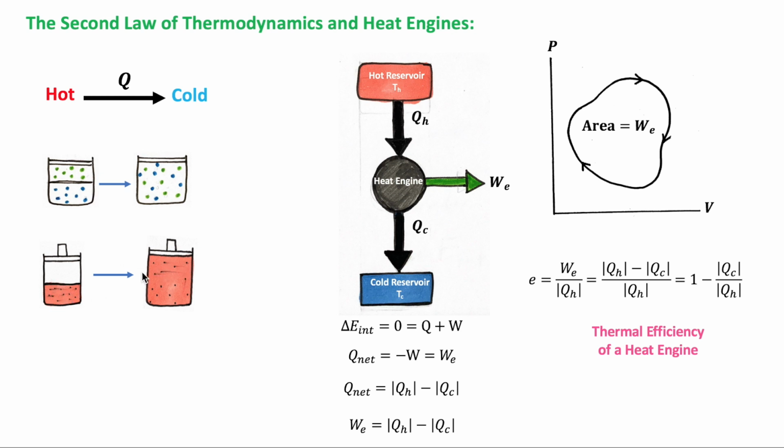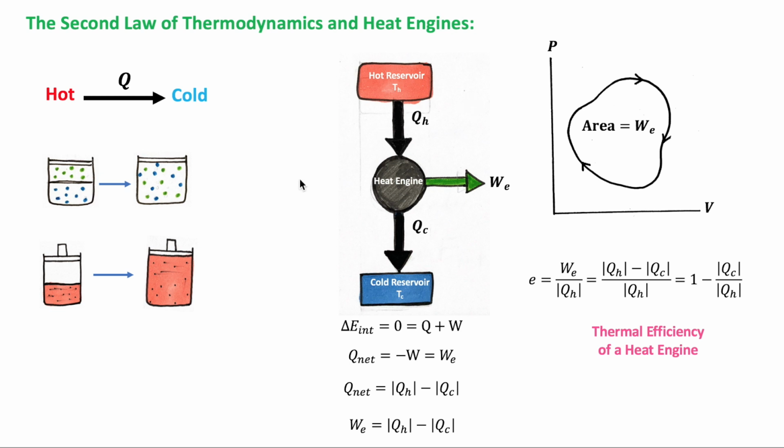So we have this direction, this direction, this direction. We do not see processes in the other direction, and the direction is given by the second law of thermodynamics. So these are all examples of irreversible processes that occur only in one direction.